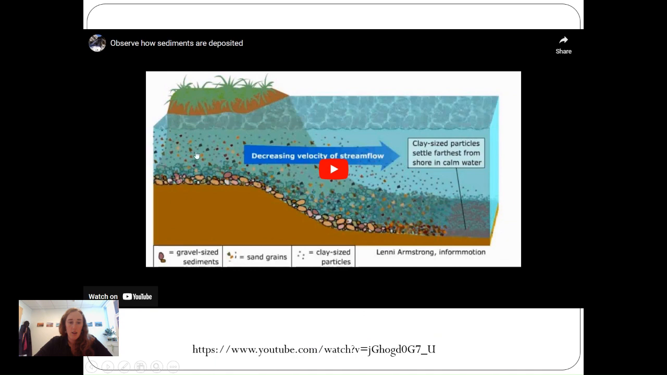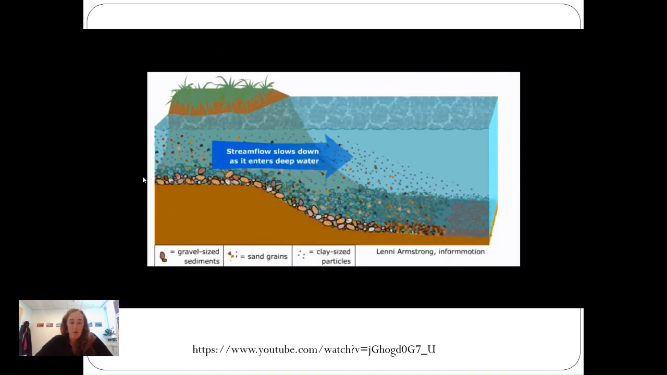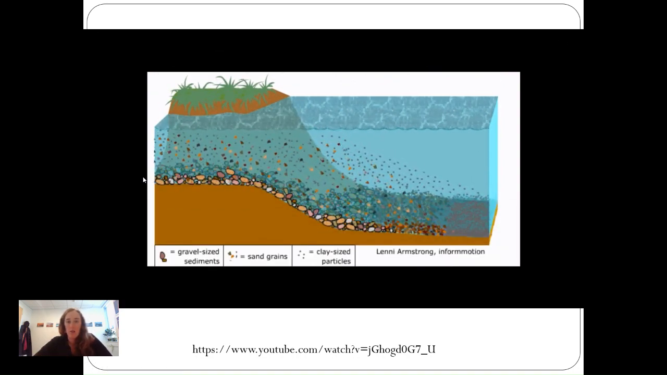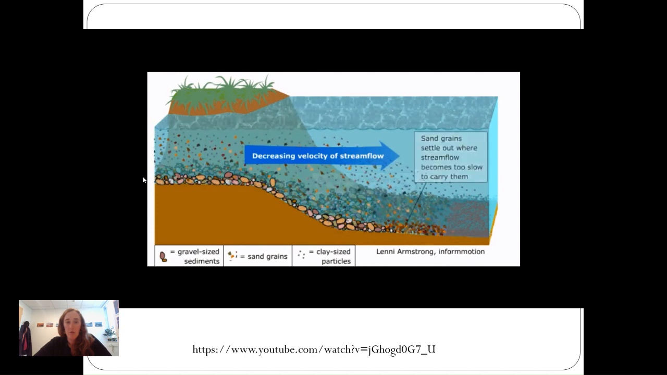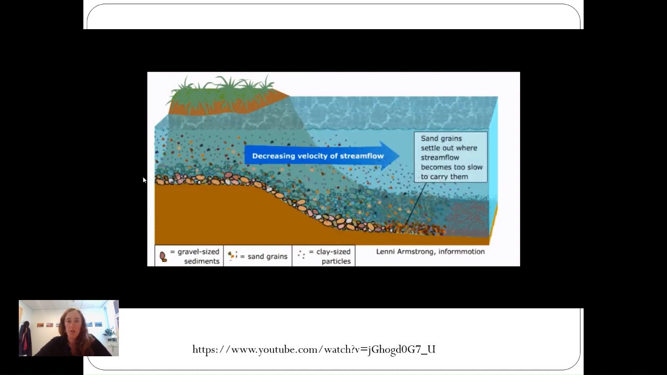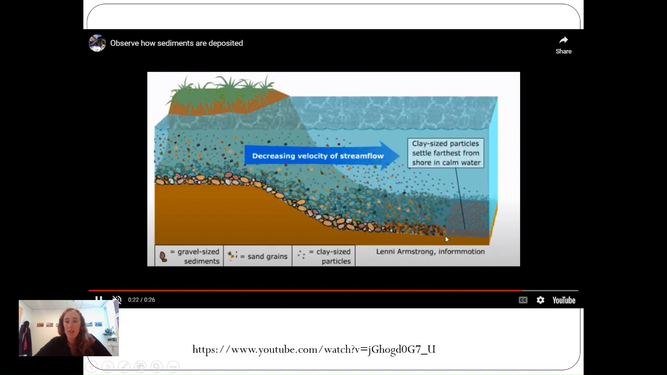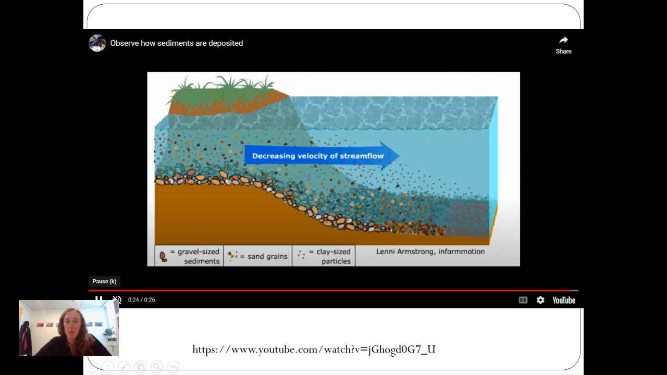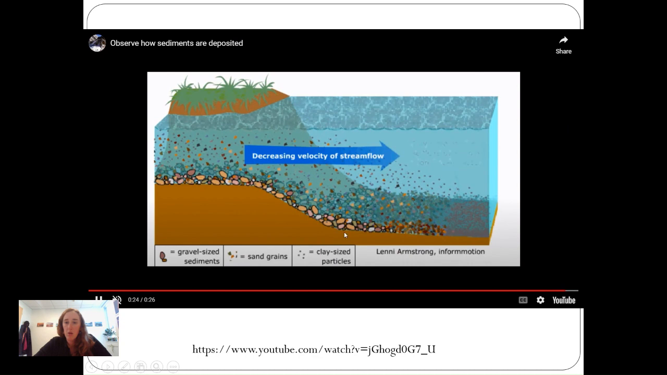So if we look at stream flow here, we have an animation showing us, if you have stream flow or water flowing, the material that is being carried. As water is moving fast, it can carry larger material like gravel. And then as water starts to slow down and you have decreasing velocity or speed, then you get smaller stuff like sand. And if water slows down enough, you'll get things like mud or clay that will drop out of the water last.